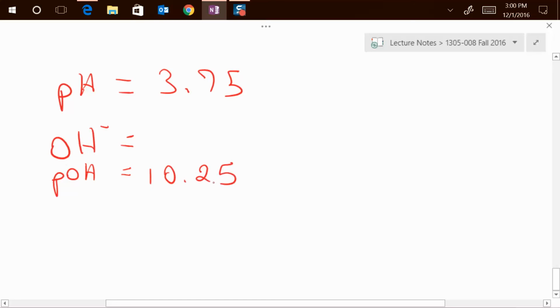10.25. Okay, now from the pOH, I can find the OH minus. What equation am I going to use to go from pOH to OH minus? 10 to the negative... the anti-log. Exactly. 10 to the negative 10.25 equals what? Using the anti-log, what is it?